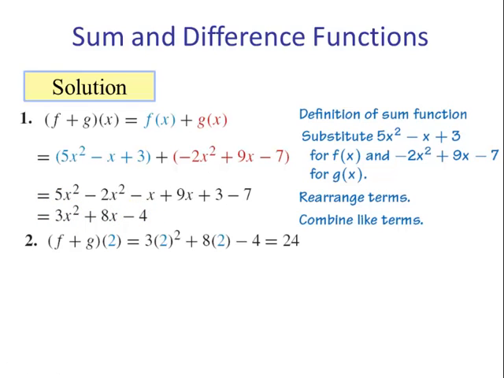Number 2. Now that we have our third function, f plus g of x, we simply substitute 2 wherever we see an x and we evaluate. Following the order of operations, we have to square first, then multiply, then add and subtract, and we get 24. So f plus g of 2 is 24.